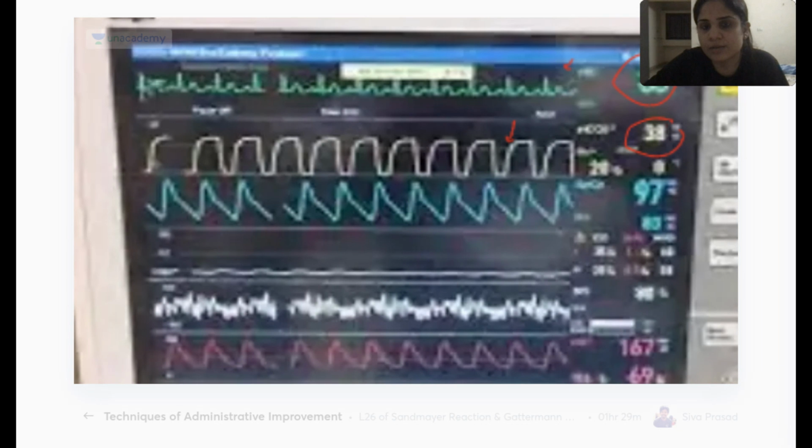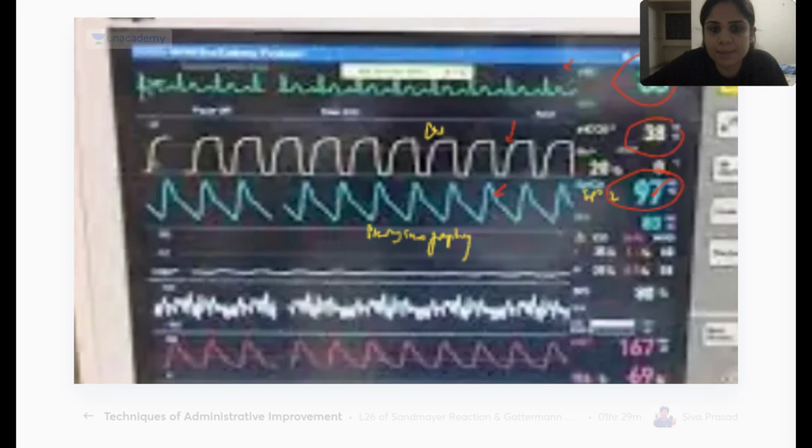After that, what do I have over here? Capnography or EtCO2, end-tidal carbon dioxide levels. Very good. After that, what am I having over here? The blue thing and the 97%. Yes. What is the name of this graph that comes with saturation with SpO2? It is called plethysmography. Okay, and this is my saturation.